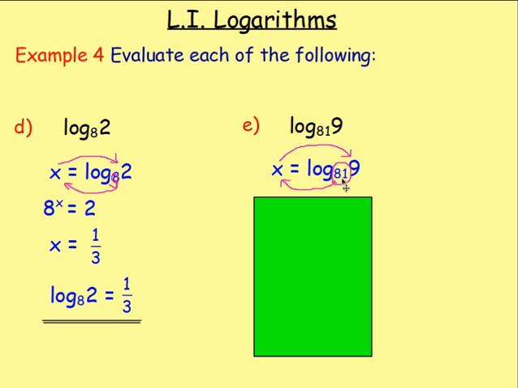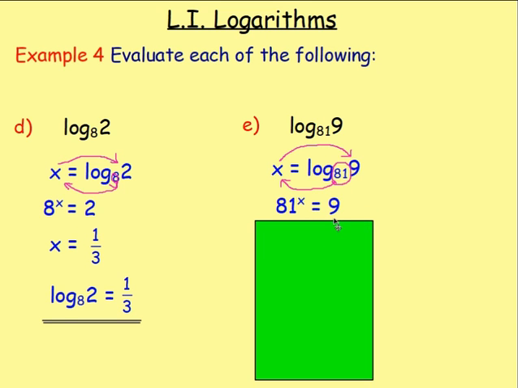So as an exponential, we've got 81 to the power of x equals 9. For that, again, the number's getting smaller. It's not going to be 81 squared, 81 cubed, 81 to the power of 4. The number's a lot smaller. So we know we're going to have a fractional index. Think, what fraction would you have there? 81 to the power of what gives you 9?